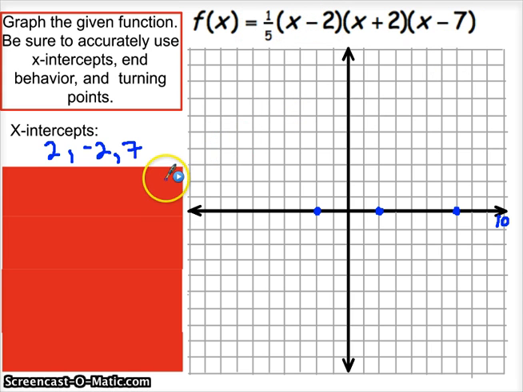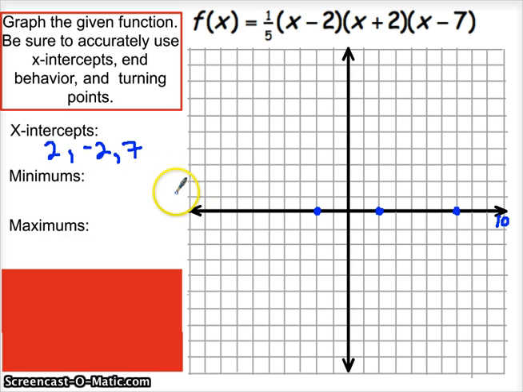The second thing that we want to be able to provide are minimums and maximums, or what are sometimes called the extrema of our graph, also called the turning points. Turning points are where our graph turns from going up to going down. Those are what we call turning points.